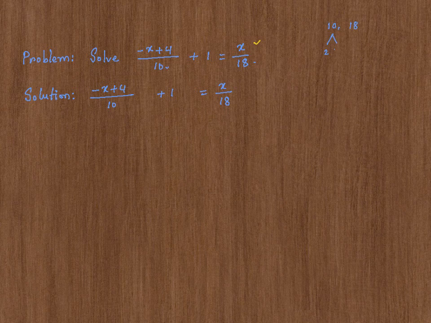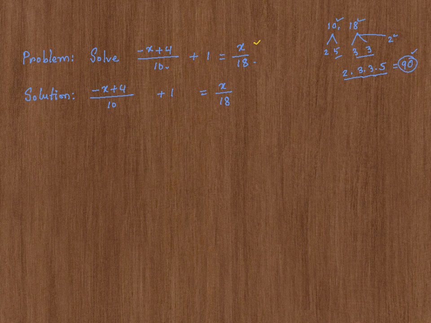10 is 2 times 5. 18 is 3 times 3 times 2. So it's going to be, there is a 2 here, so 2, there are 2 3's here, so 2 3's, then there is a 5 here. So 2 times 3 is 6, 6 times 3 is 18, times 5 is 90. 90 is the LCD. 10 goes into 90, 18 goes into 90.